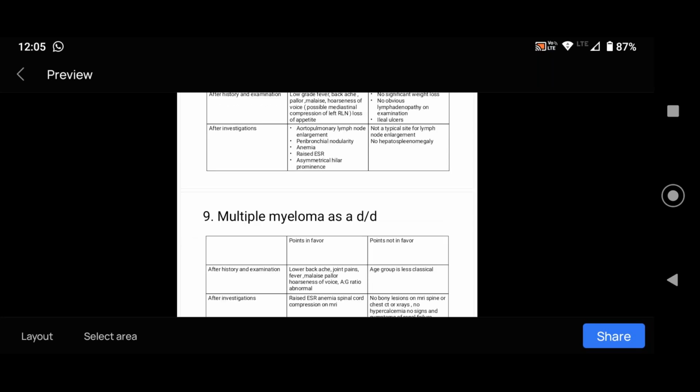Ma'am, this finding of vascular asymmetrical hilar prominence, we could not place it really anywhere. So that is one confusing thing which we found.